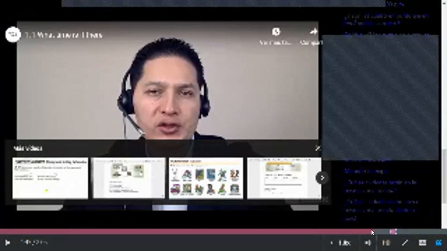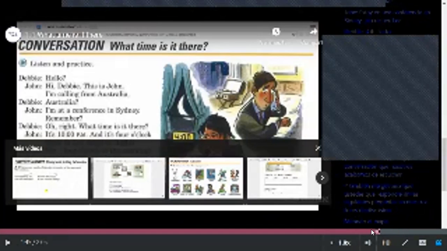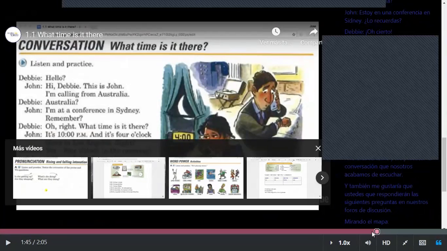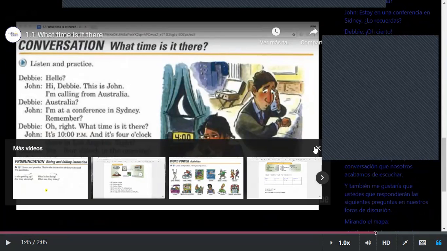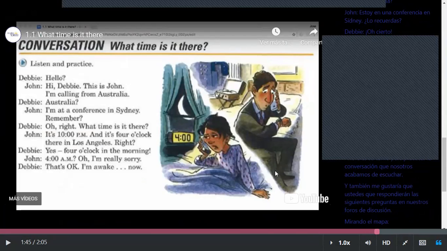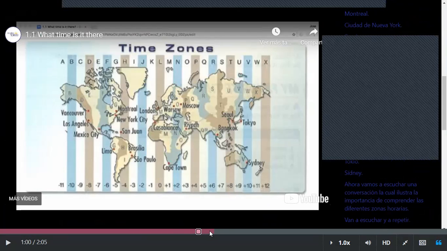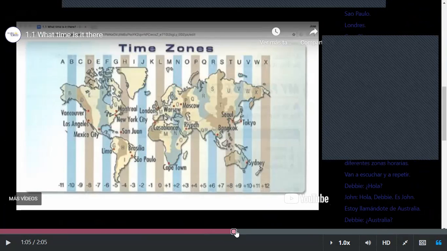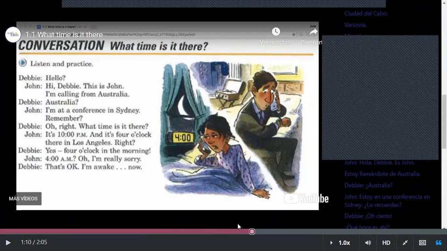Okay, se miraba borroso, pero no todos, ¿verdad? Sí, a mí también. ¿A todos? Sí, a mí también. Borroso. Ahora ya se ve mejor. Yes, teacher, a mí también. Okay, entonces solo repitamos la conversation. Oh, sí se ve bien. Ahí está.